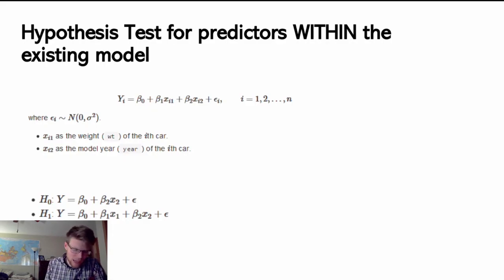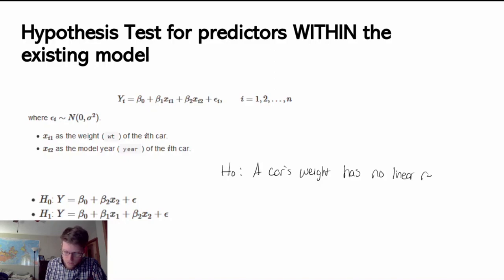So I'm going to write out in words the null hypothesis for a multiple regression. If we're looking at weight and model year, a car's weight has no linear relationship with MPG after, I'm going to say, after adjusting for model year.